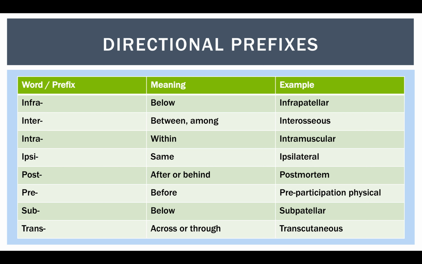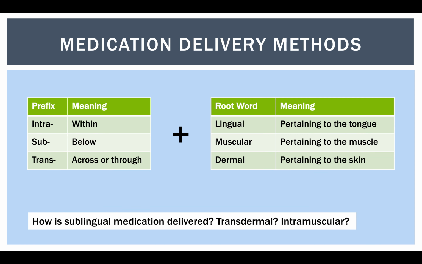So for example, perhaps you've heard of a TENS unit or electrical stimulation. It's used for muscles, and so it actually sends little electric impulses through your skin. It's transcutaneous to get into the muscle. Here are a few different examples for you to think about. These are all different ways that medication can be delivered. We have sublingual medication, transdermal, and intramuscular.